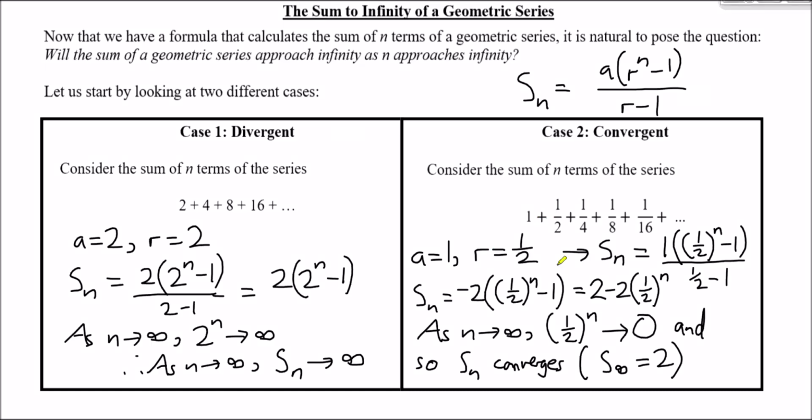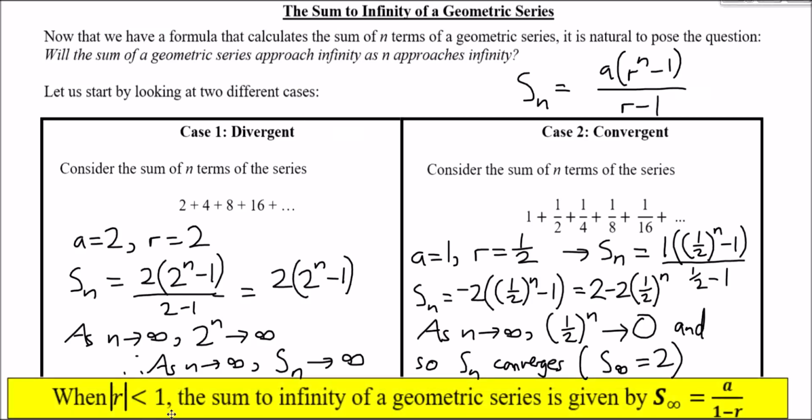And that is the take-home point of this. So if we have a geometric series where the common ratio has a magnitude of less than 1, the series will always converge to a particular value. Whereas if the magnitude of the common ratio of a geometric series is greater than 1, we'll have divergence. So we've got this result here.